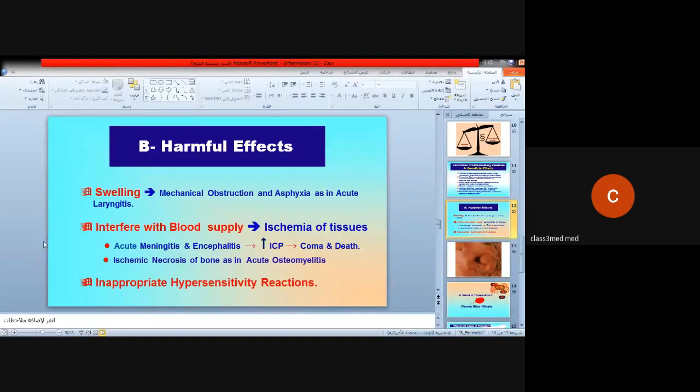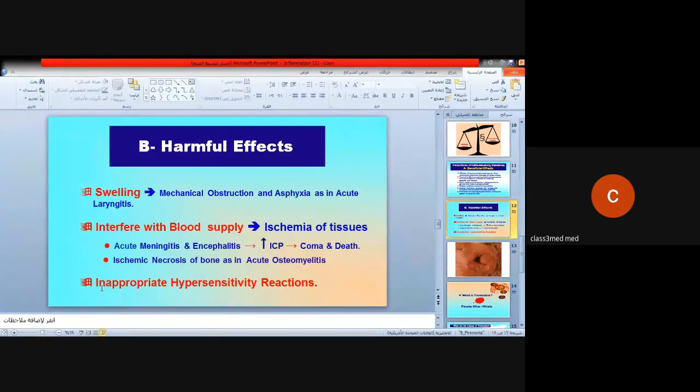Another harmful effect of inflammatory exudate is inappropriate hypersensitivity reactions. All types of hypersensitivity reactions are regarded as a harmful effect of inflammation. So these are the beneficial and harmful effects of inflammation.